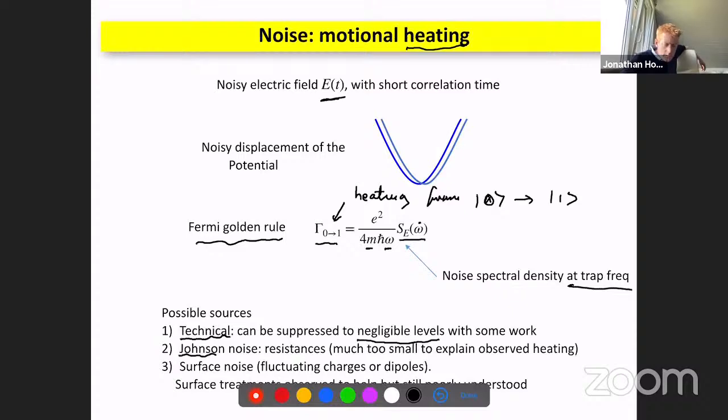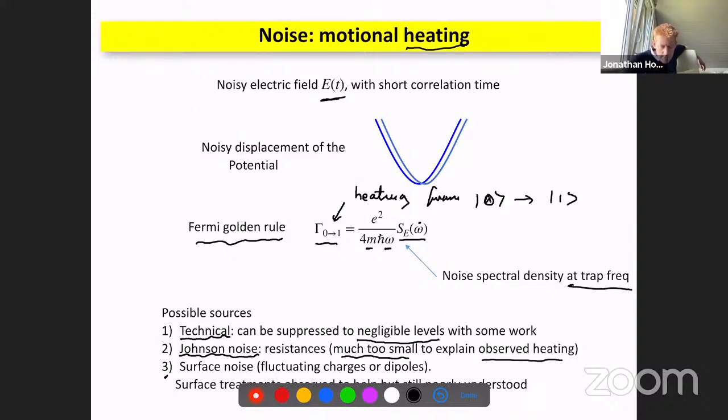Another source is that we have resistors around these traps, so Johnson noise can play a role, right? But what we find, if you look at the numbers for that, is that it's much, much too small to explain any of the heating that people see of trapped ions in ion traps.